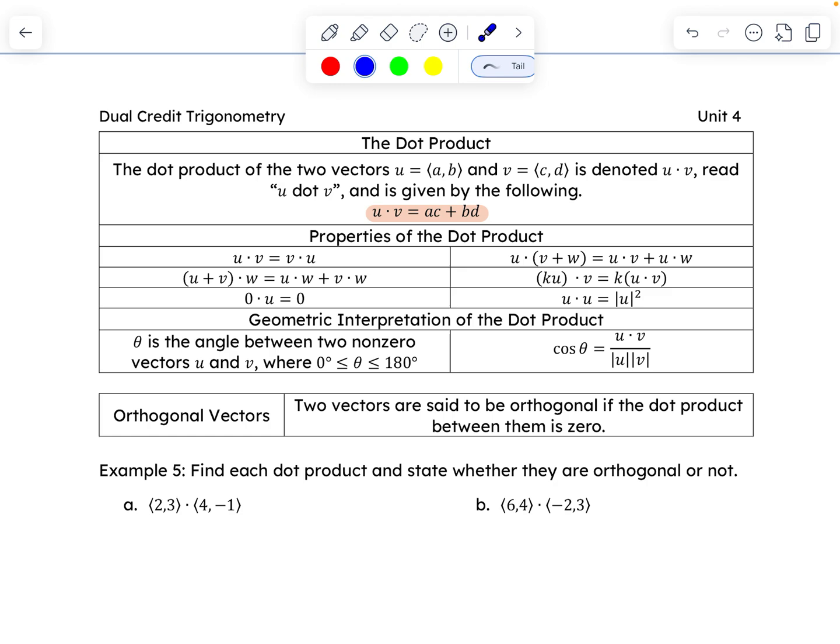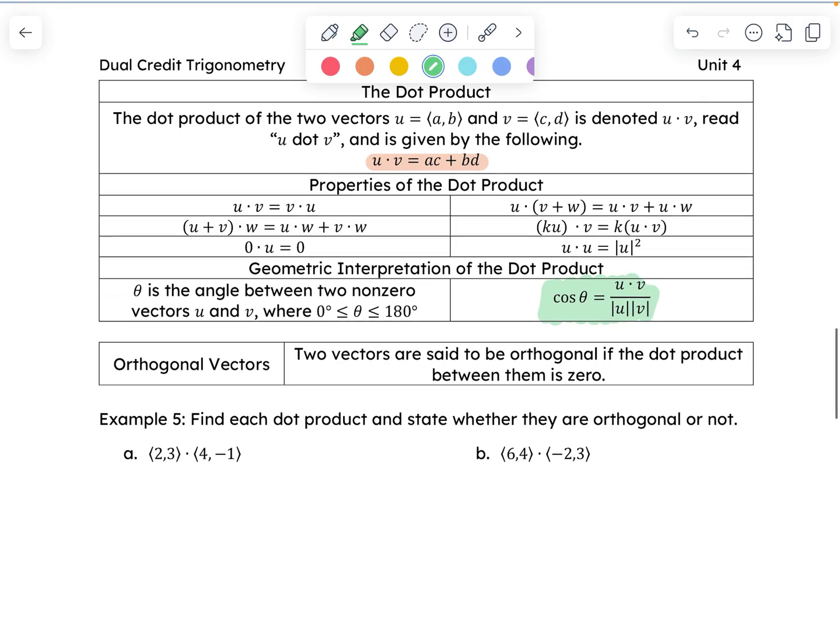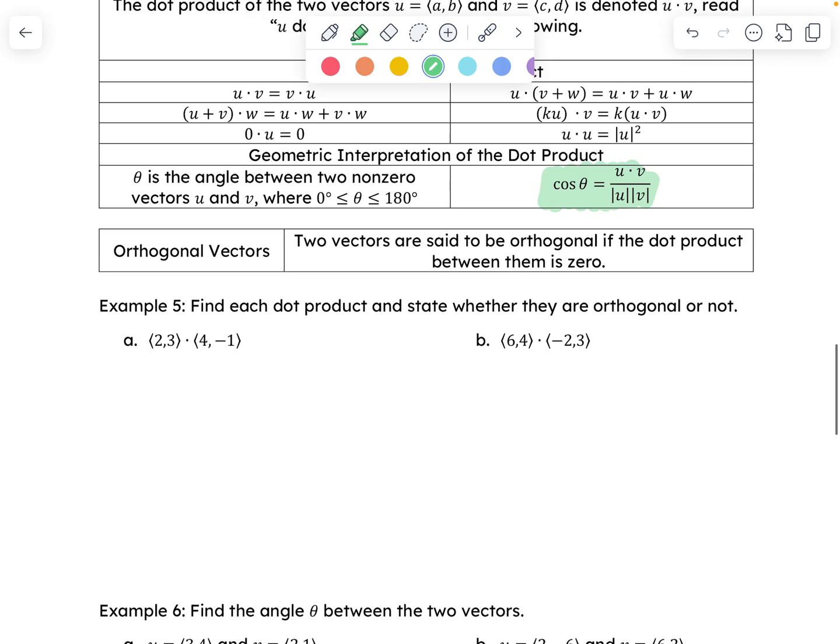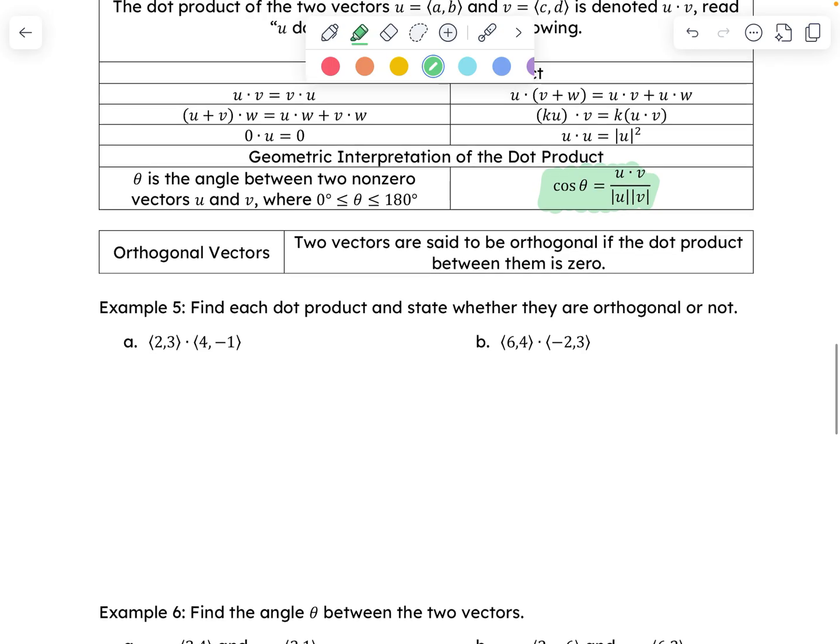And then if you want to find the angle between any two vectors, you can use this formula right here. So theta would be the angle between any two non-zero vectors, u and v. You can say that the cosine of theta is equal to u dot v divided by the magnitude of u times the magnitude of v. So once you know the dot product, you can then use this formula to help you find the angle between two vectors. So we're going to do two examples with the dot product so we can make sure we know how to do that before we actually get into this angle formula to find the angle between the two.